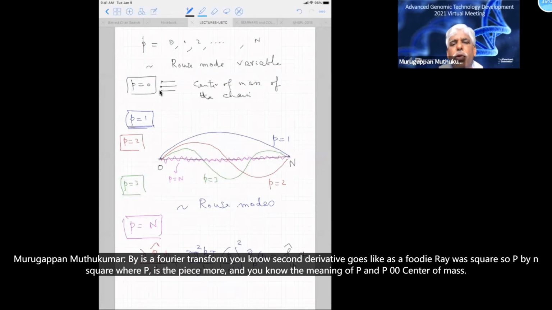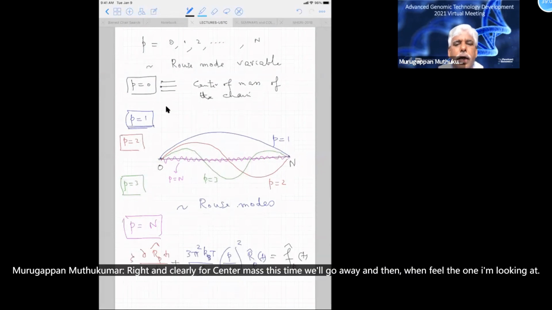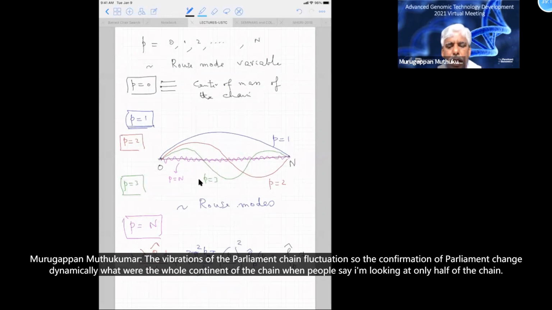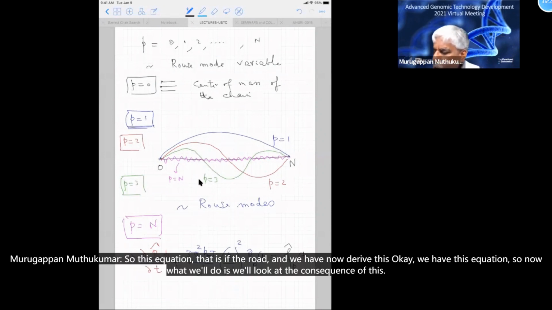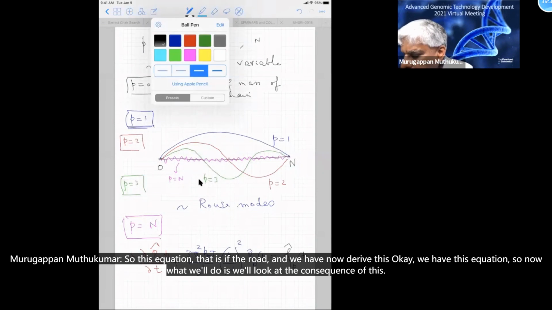When P is equal to 0, center of mass, and clearly for center of mass, this term will go away. And then when P is equal to 1, I'm looking at the vibrations of the polymer chain, the fluctuations of the conformation of the polymer chain dynamically over the whole contour length of the chain. When P is equal to, say, half, I'm looking at only half of the chain. So this is an equation that we have now derived.